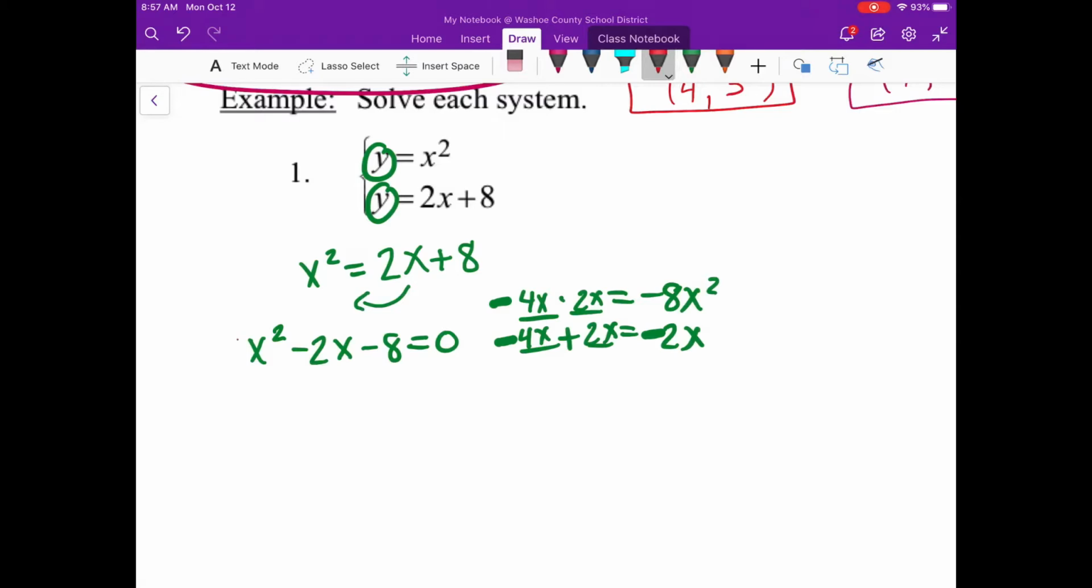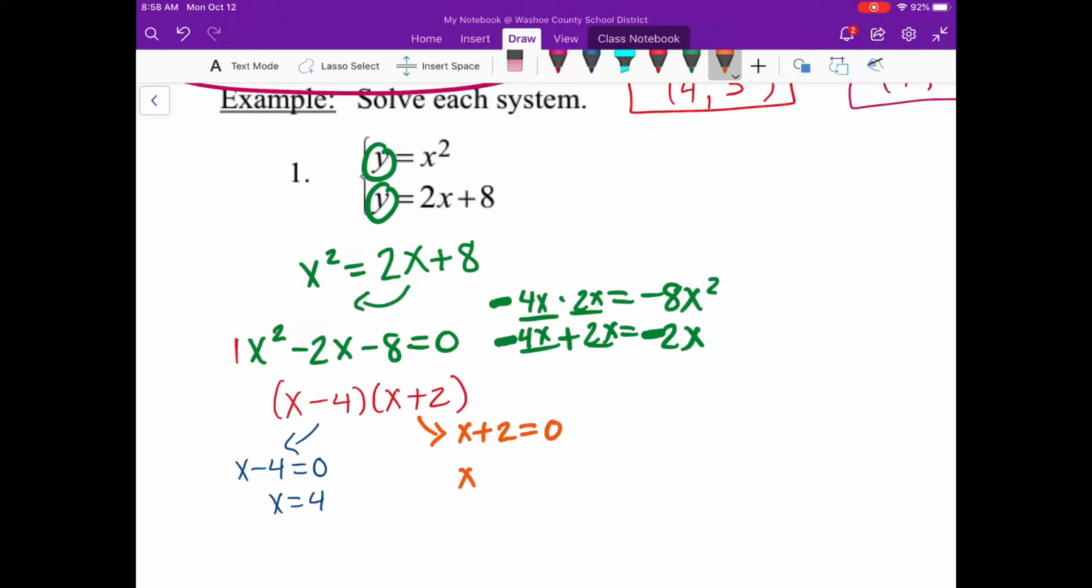And remember, there's a trick. If your coefficient for a is 1, you can go on to the answer from there, which will be x minus 4 and x plus 2. From here, I'm going to take each factor and set it equal to 0. So x minus 4 equals 0. I add 4 to both sides, giving me x equals 4. And for this one, x plus 2 equals 0. So I'm going to subtract 2 and get x equals negative 2.